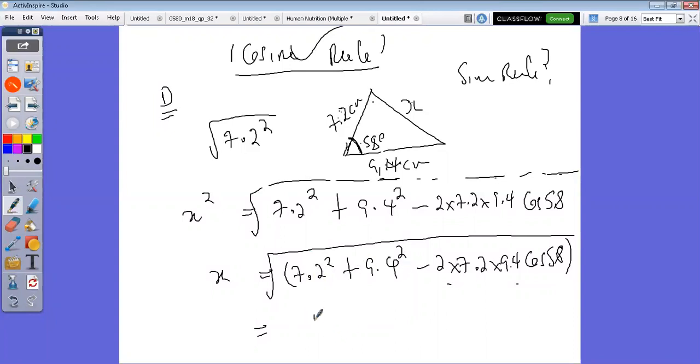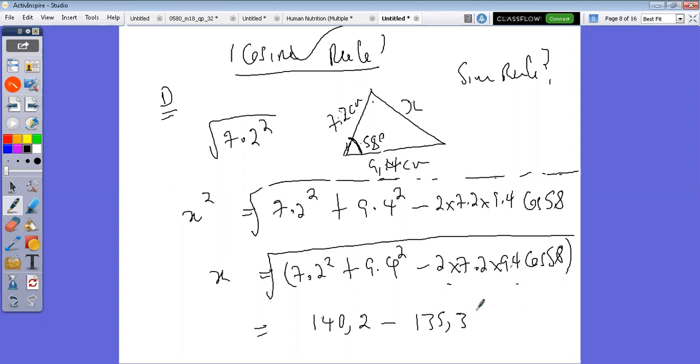140.2. Give me not the rounded answer. 140? Yes, it's straight, 140.2. Okay. Minus, what is 2 times 7.2 times 9.4? 135.36.